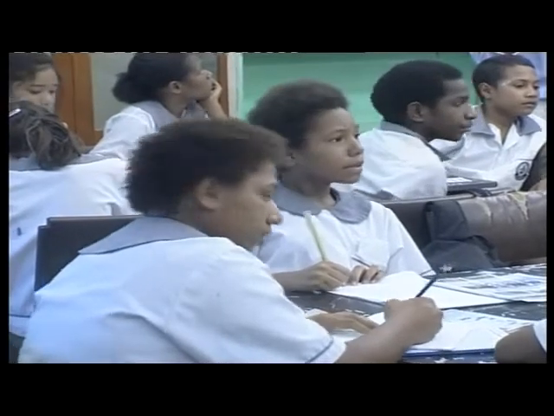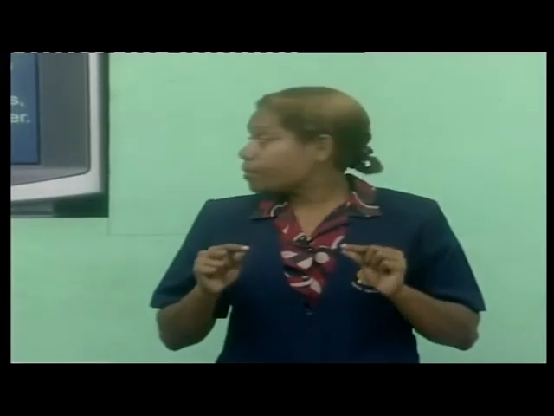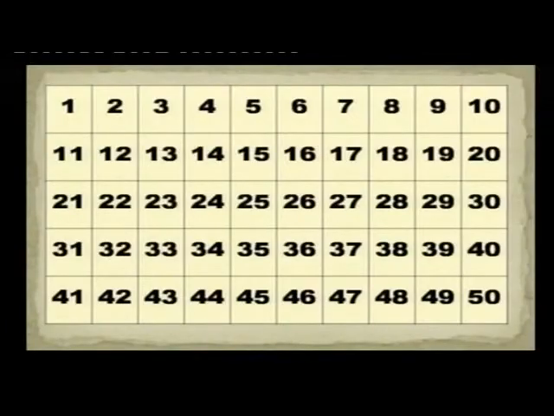All right, our exercise for today's lesson. Receiving students, you are going to draw up numbers 1 up to 50 in a table like this. You have 5 rows and 10 columns.